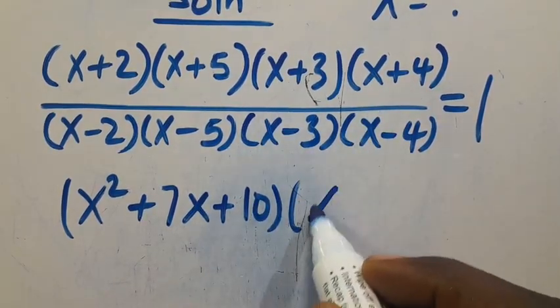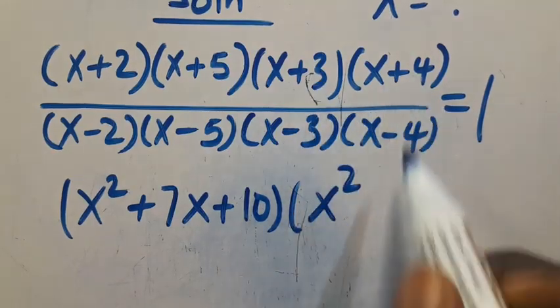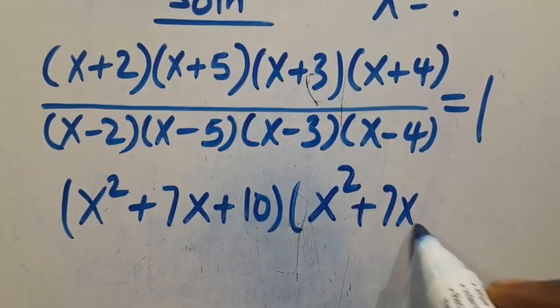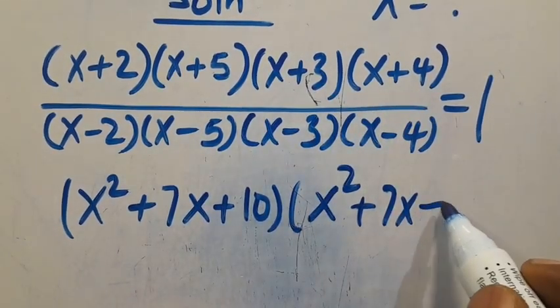x times x will give us x squared. 3 plus 4 will give us 7, so here will be 7x. 3 times 4 will give us 12.